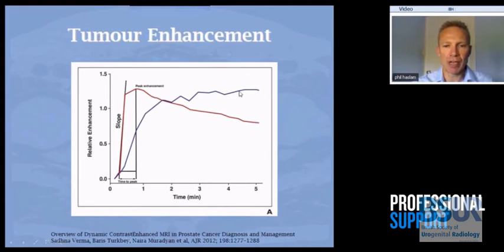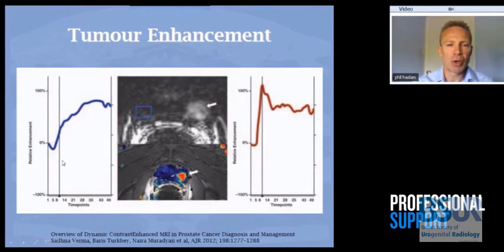When you measure it out at about 4 minutes, the prostate cancer may well have washed out a bit, but that doesn't always happen. So the thing to look for is this peak enhancement, which you can see may happen even earlier than 30 seconds. So you need to image quite early. It's again shown quite nicely on this graph.